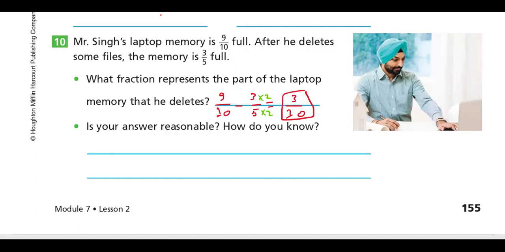Is it reasonable or not? So I can estimate this one. 9 over 10 is close to 1. This first one is close to 1. And the second one, 3 over 5, is close to half. 1 minus half is half. That's it.